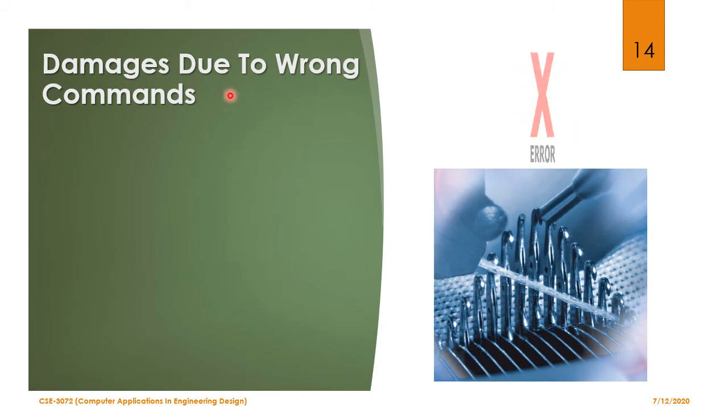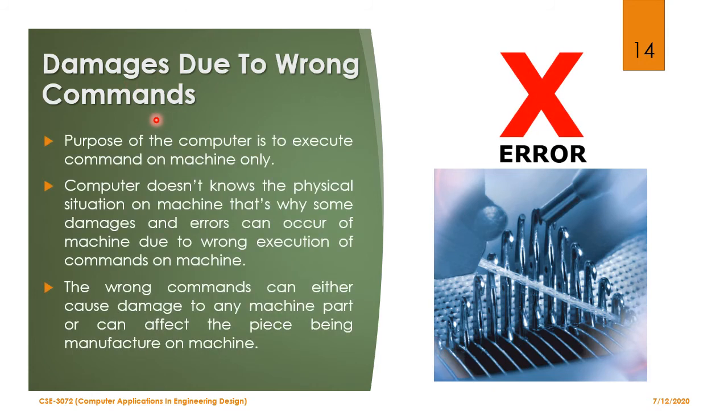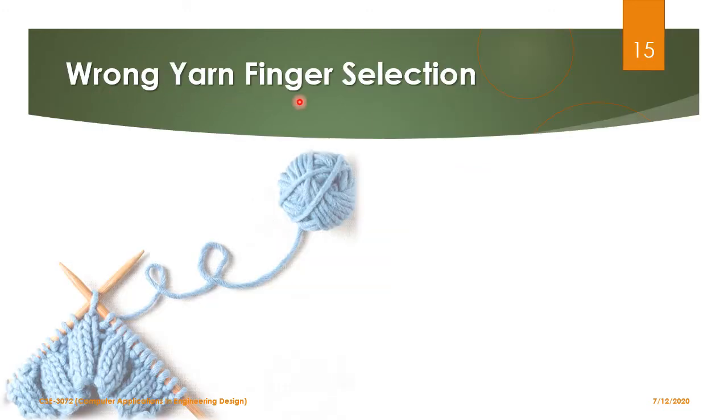Damages due to wrong commands. Damages are always expected in computer controlled machines because a computer software doesn't know the physical situation of the machine and it blindly executes the command on the machine, which can cause damage to a piece being manufactured on the machine or to the mechanical parts of the machine. We will discuss some of the major damages which could occur on a compression stocking machine due to wrong command in further slides.